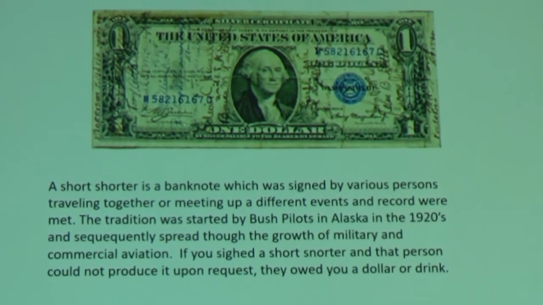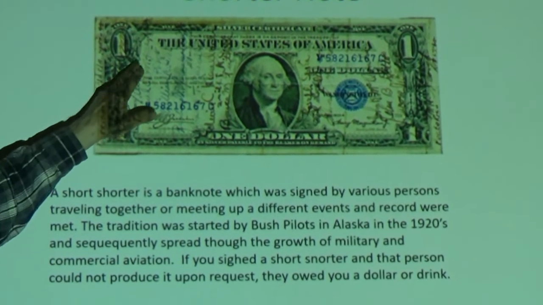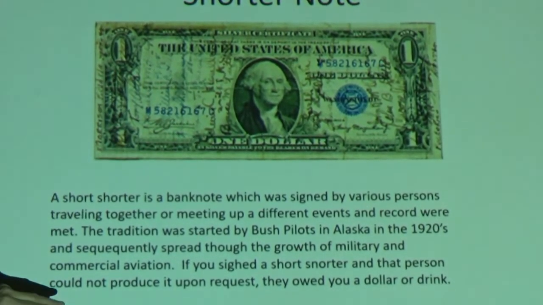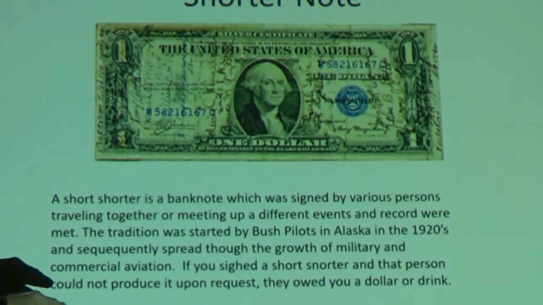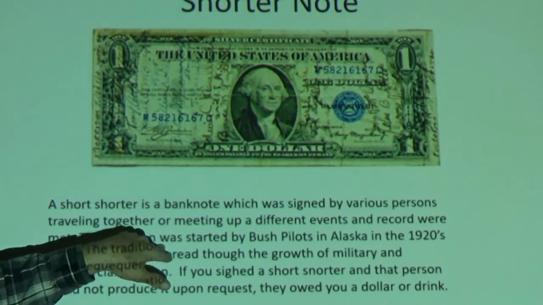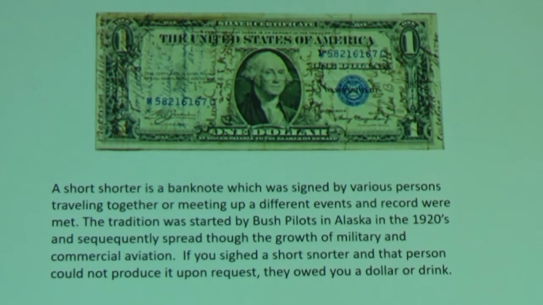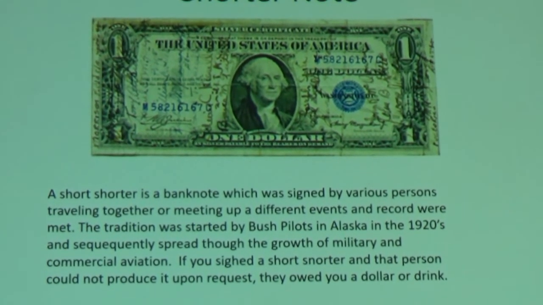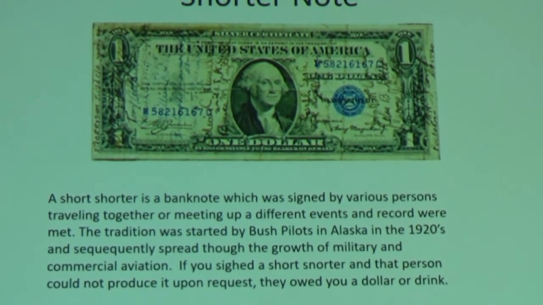What I found out is this is a shorter note, and what it is, as Pam had mentioned, people write their names on it. But what I really found out was interesting. This started out in Alaska with the bush pilots, and they would sign the notes. And the deal was, when they got together, if you were asked to present this note with these people's names, if you had it, you were fine. If you didn't, you had to give them $1 or buy a drink.